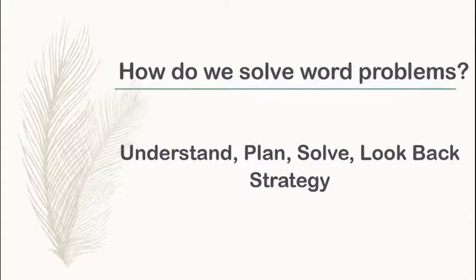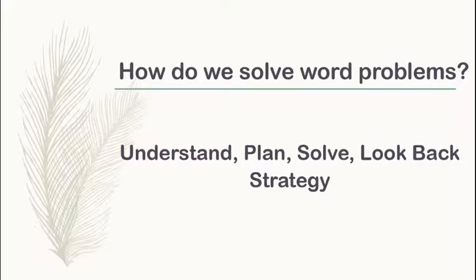Then we will have the solve. In this step, you will do the solution. Then the last step is look back. When you say look back, you need to check if your answer is correct. So that is the easy 4 steps in finding the correct answer in a word problem.